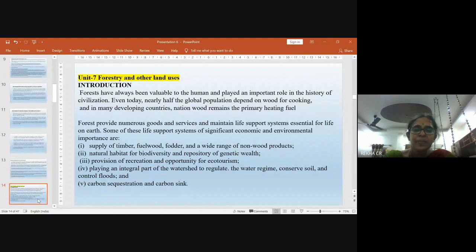on Earth. So some of the significant economic and environmental importance are: it supplies timber, fuel wood, fodder, and a wide range of non-wood products. Natural habitat for biodiversity and repository of genetic wealth. Provision of recreation and opportunity for ecotourism. And it plays an integral part of the watershed to regulate the water regime, conserve soil, and control flux, and carbon sequestration and the carbon sink.